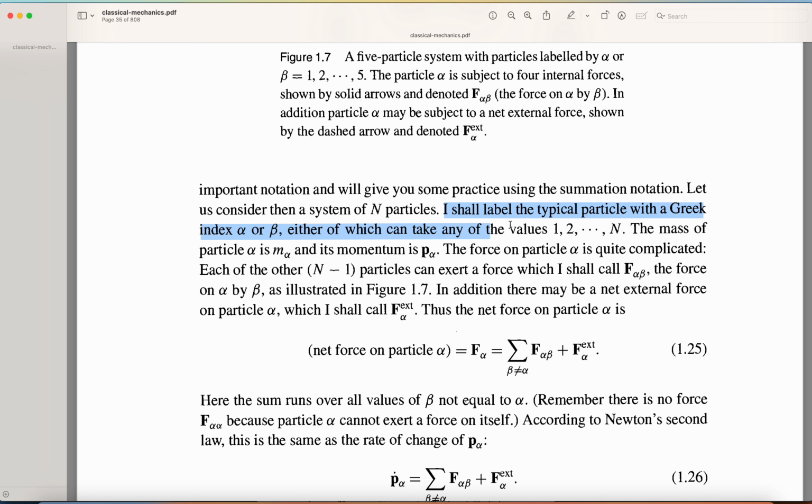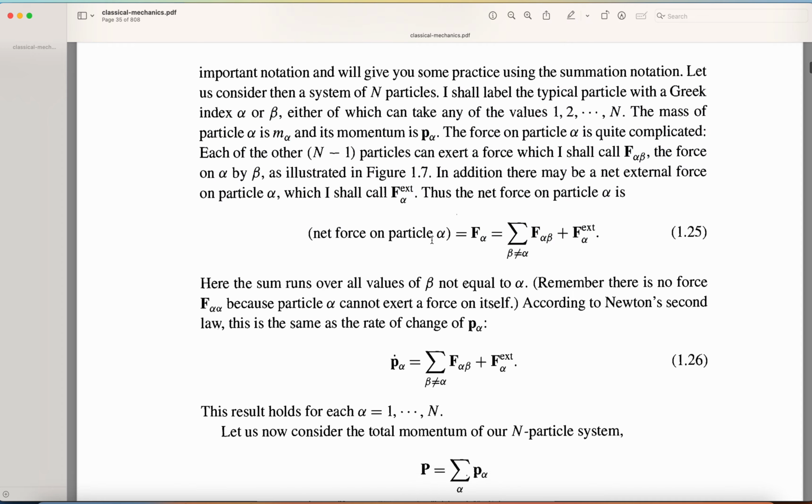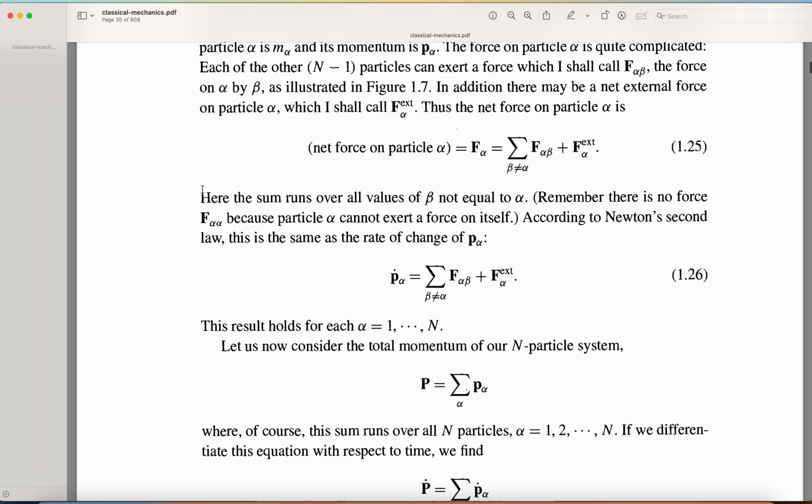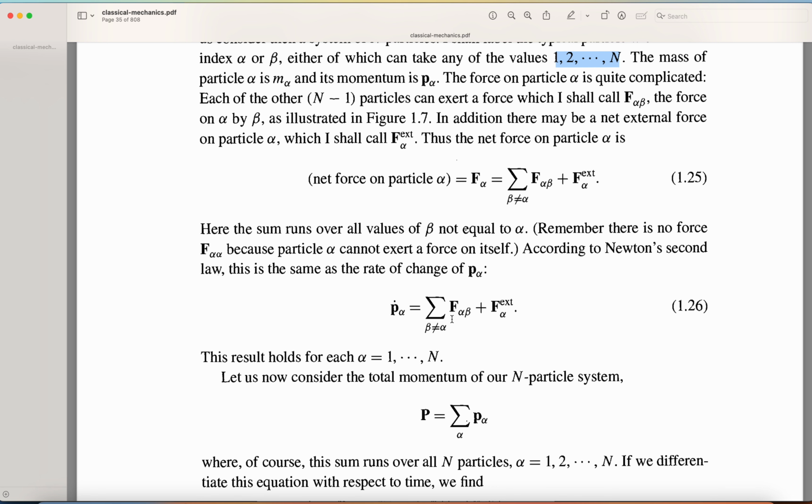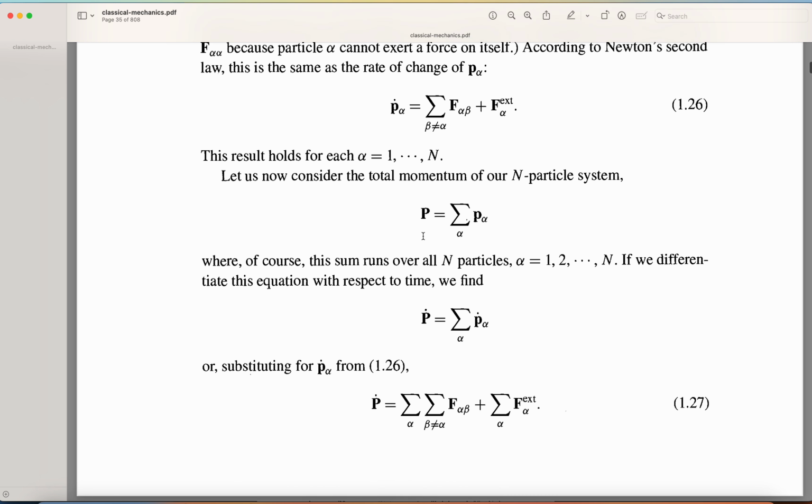Okay, alpha, beta are like variables that can take these values and so on. So for each particle alpha, it's a pairwise interaction with all the other particles plus your external force. It's summing over alpha and beta, which is ranging over these values, which makes sense. Then you have your momentum over your particle system.